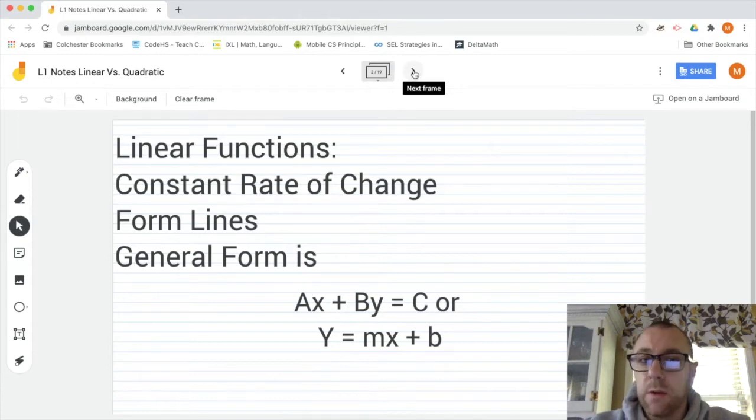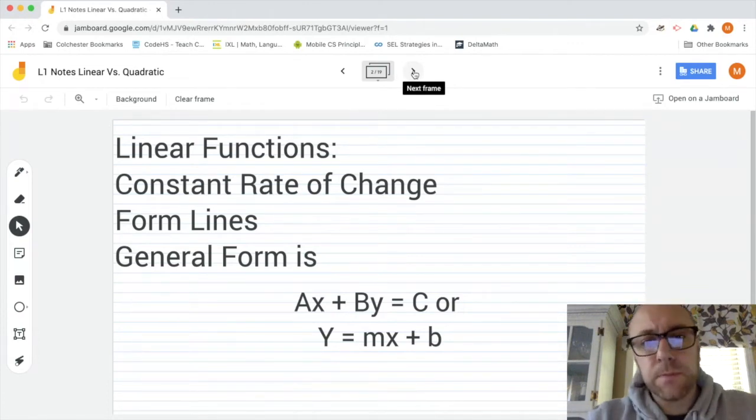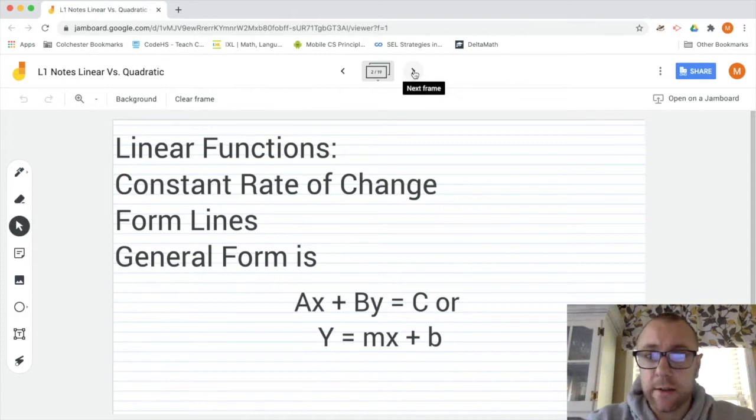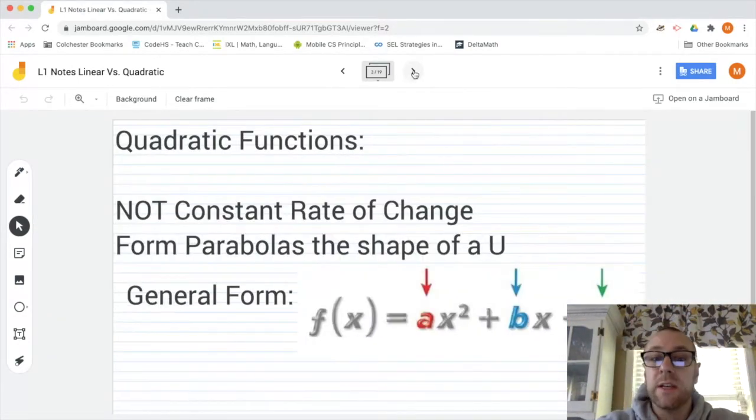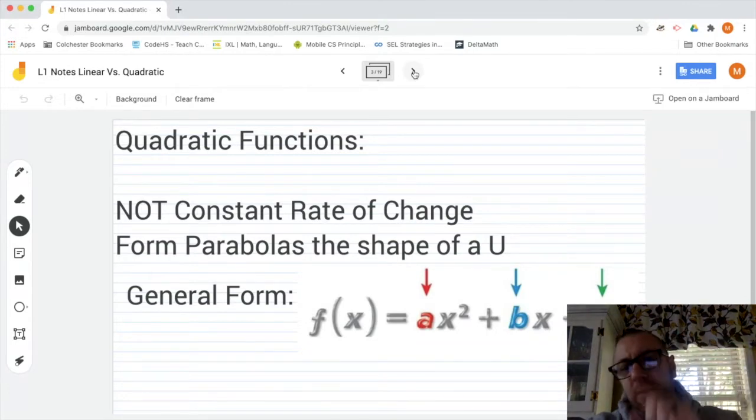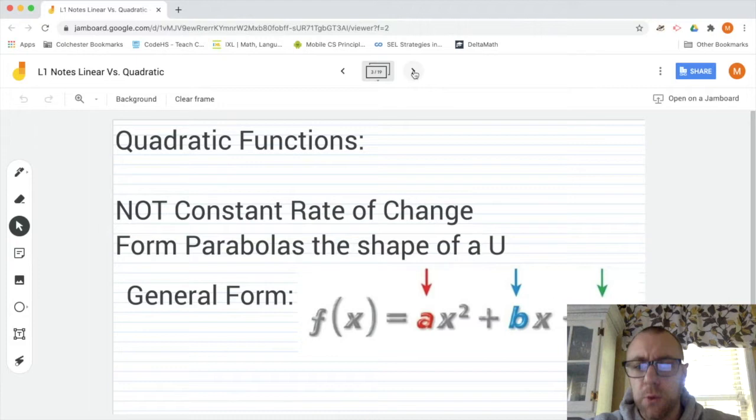These are things that we have been studying throughout math. And up until this point, everything that we have studied has had a linear function to it. Now, we are going to go into quadratic functions. Quadratic functions are slightly different. So there's not a constant rate of change. So they don't form lines, they form parabolas. So they form in the shape of a U.